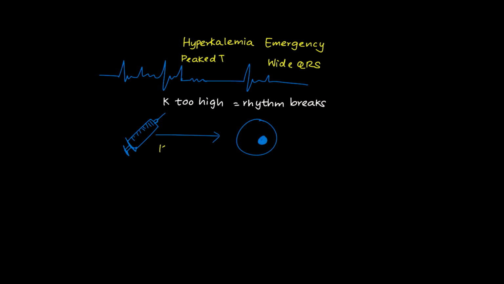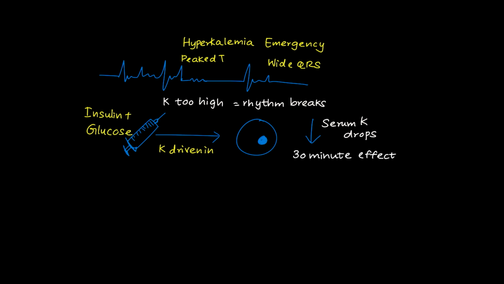Insulin with glucose is the fastest intracellular potassium shifter we have. Insulin drives potassium into cells within 30 minutes or so, lowering serum levels enough to stabilize the heart while dialysis gets set up. The glucose goes along for the ride to prevent hypoglycemia from the insulin dose.